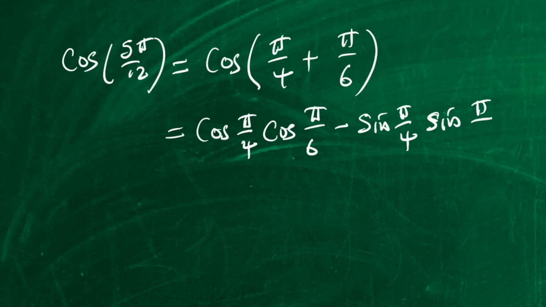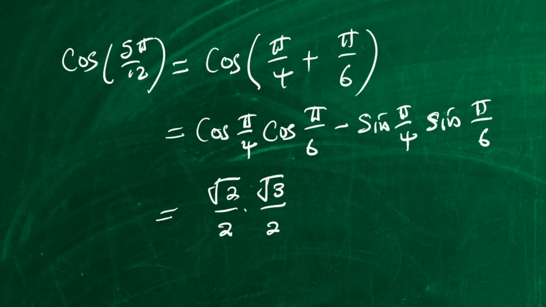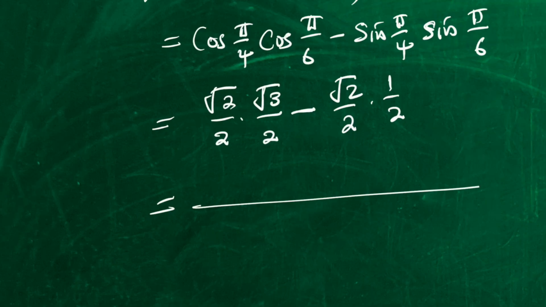We know the values of the sine and cosine of these angles using the unit circle. So we have root 2 over 2. Then cosine pi over 6 is square root of 3 over 2. Then let us go ahead and subtract: sine pi over 4 is root 2 over 2, and sine pi over 6 is 1 over 2.